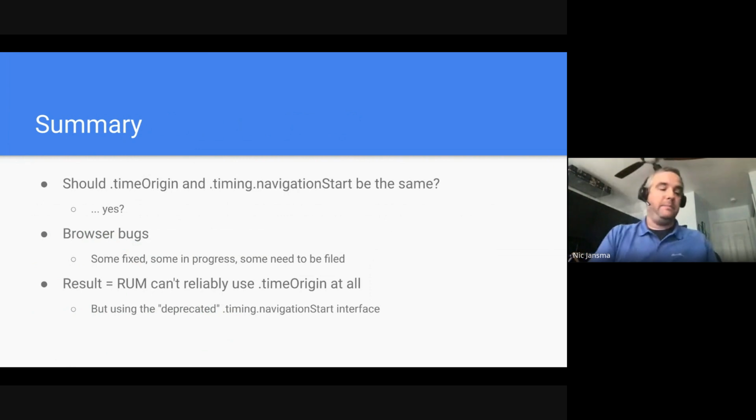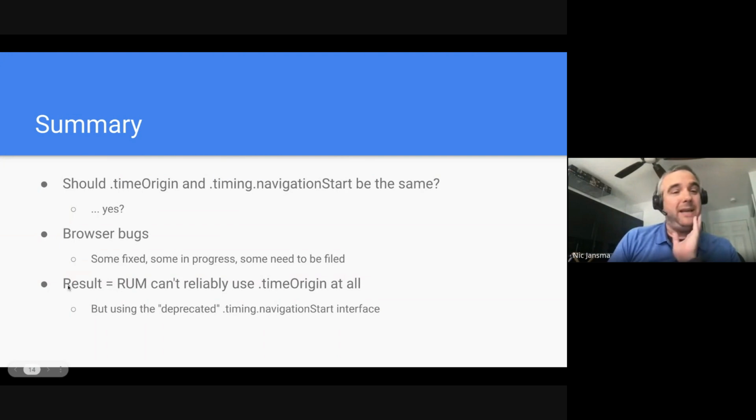So my summary of all these crazy little edge cases that I'm finding is, I have a question: should timeOrigin and timing.navigationStart be the same? Again, this is a deprecated interface. I think it makes more sense for them to be the same, but maybe there's a good reason for them to be able to drift on navigation. I don't know. There's definitely some browser bugs here. Some are fixed, some are in progress being fixed, some I need to file a bug for, so I'll file a bug for that Safari issue.